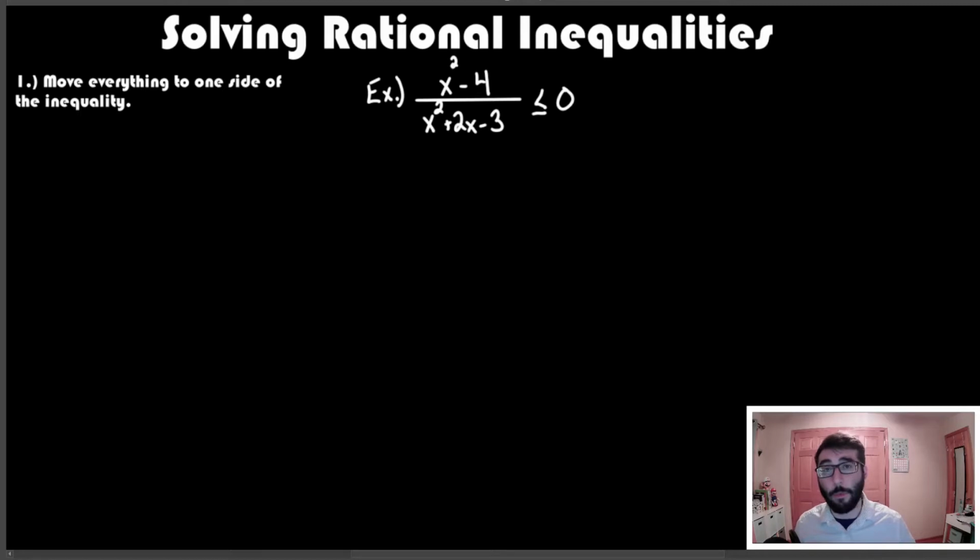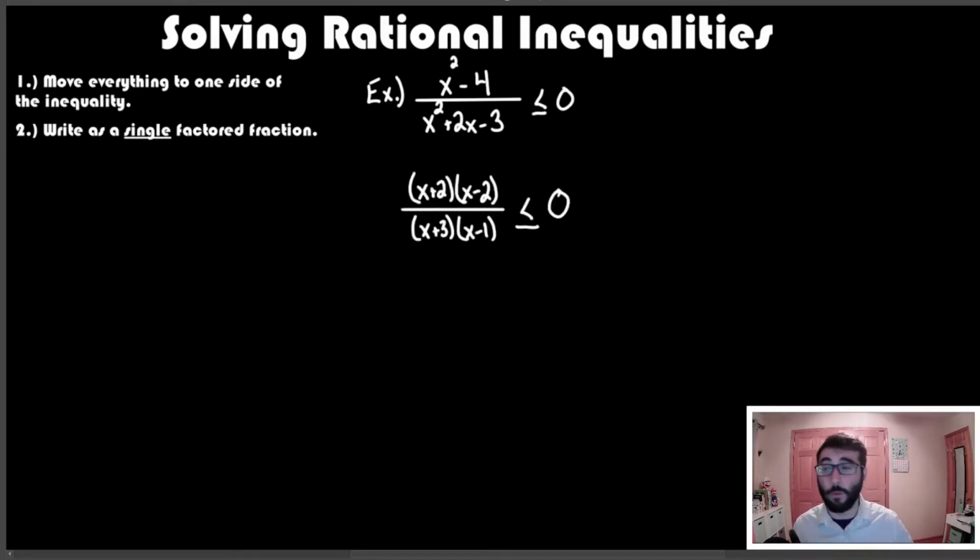So as you can see, we actually already have everything on one side of the inequality, so we're able to skip this step and move on to step 2, which is to write that as a single factored fraction. Now, notice I underlined single. That's because in some cases, when we have to move pieces around from one side to the other, we're going to have to use those adding and subtracting skills that we have picked up to combine those to a single fraction. Now, this one's already a single fraction, but it is not factored, so we need to make sure we go ahead and factor it as such.